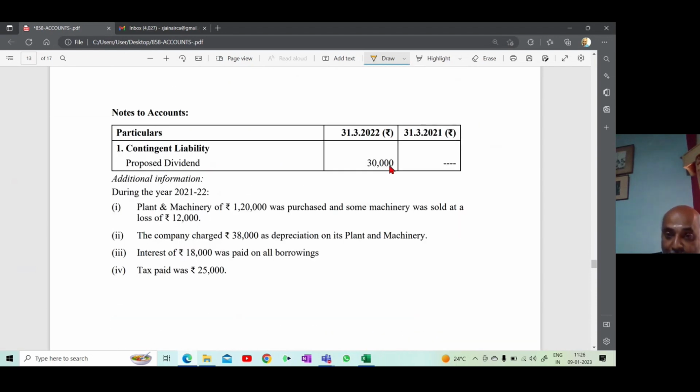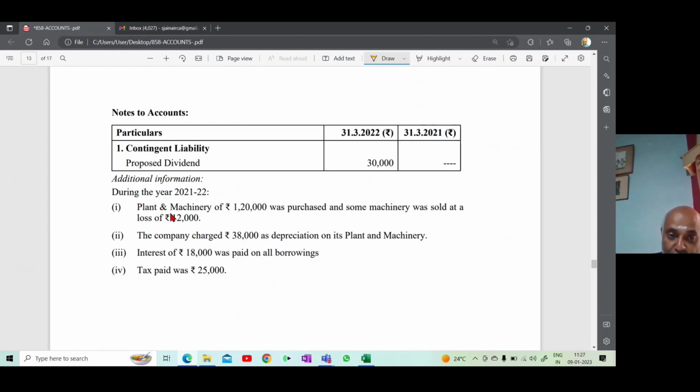Contingent liability, last year there was nothing. This year it is 30,000. Remember, this year's you will not take into consideration, but last year's, if they had given you, that will be assumed to be paid in this current year. But it is 0 here. That means nothing. Proposed dividend, there's no adjustment.